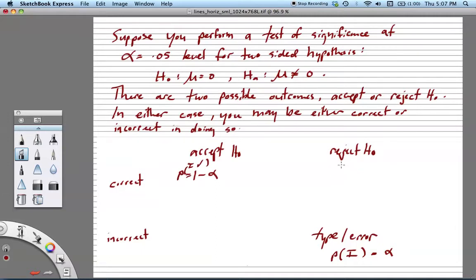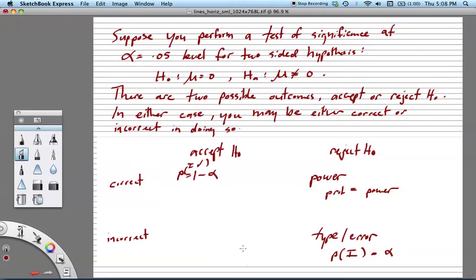Okay. Now suppose you reject the null hypothesis and you were correct in doing so. Okay, so this means that your test of significance was able to detect that the null hypothesis was in fact wrong. So in statistics, this is called the power of your test. And the probability of this scenario is equal to the power of the test.